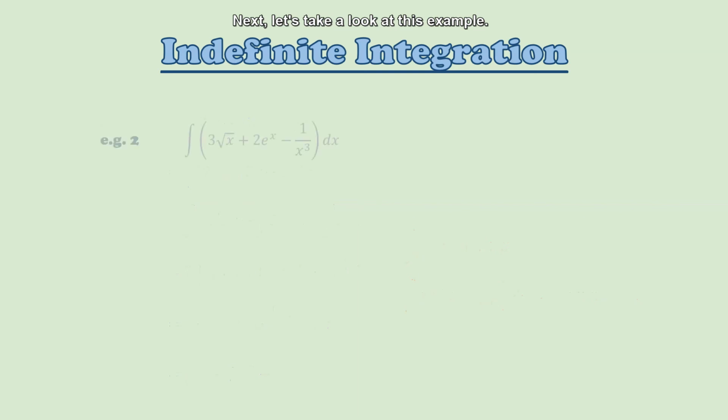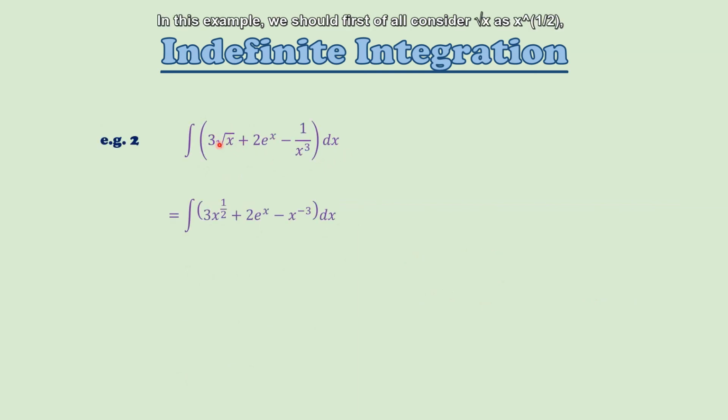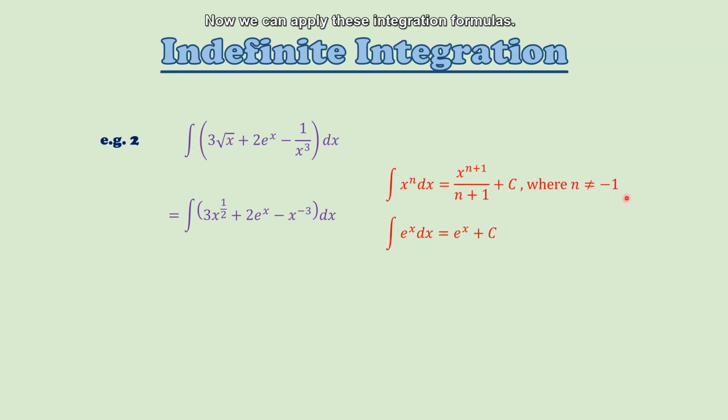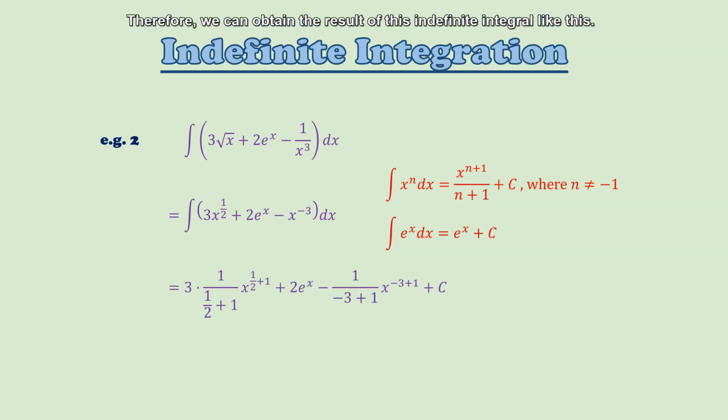Next, let's take a look at this example. In this example, we should first of all consider root x as x to the power 1 over 2 and then 1 over x cubed as x to the power minus 3. Now we can apply these integration formulas. Please note that this formula is still true when n is equal to half or minus 3. Therefore, we can obtain the result of this indefinite integral like this.